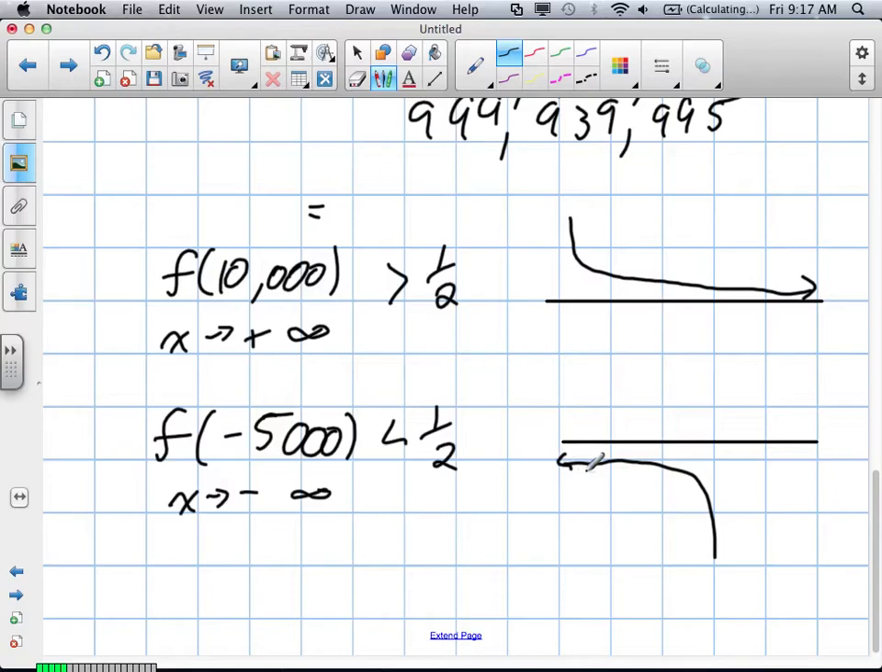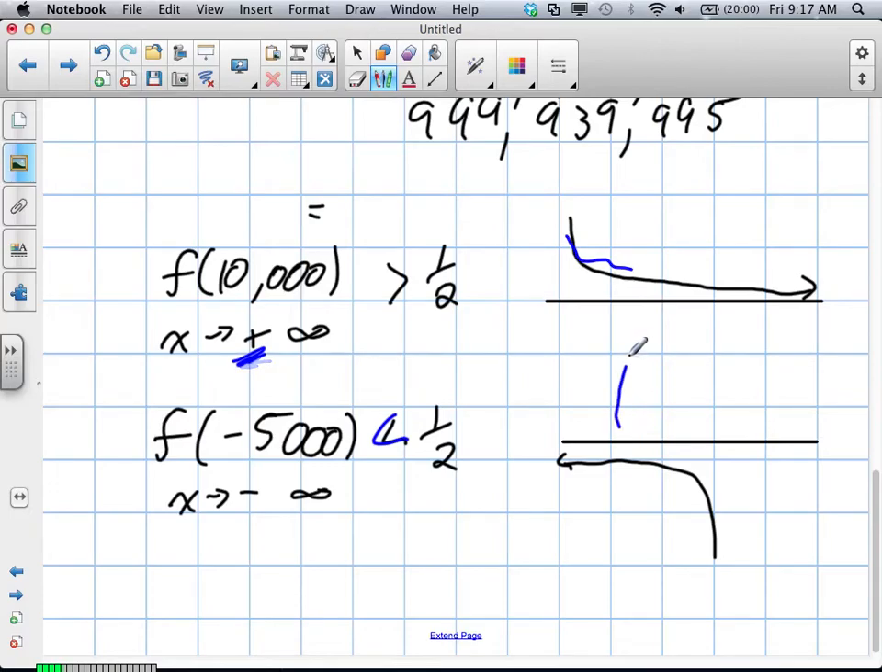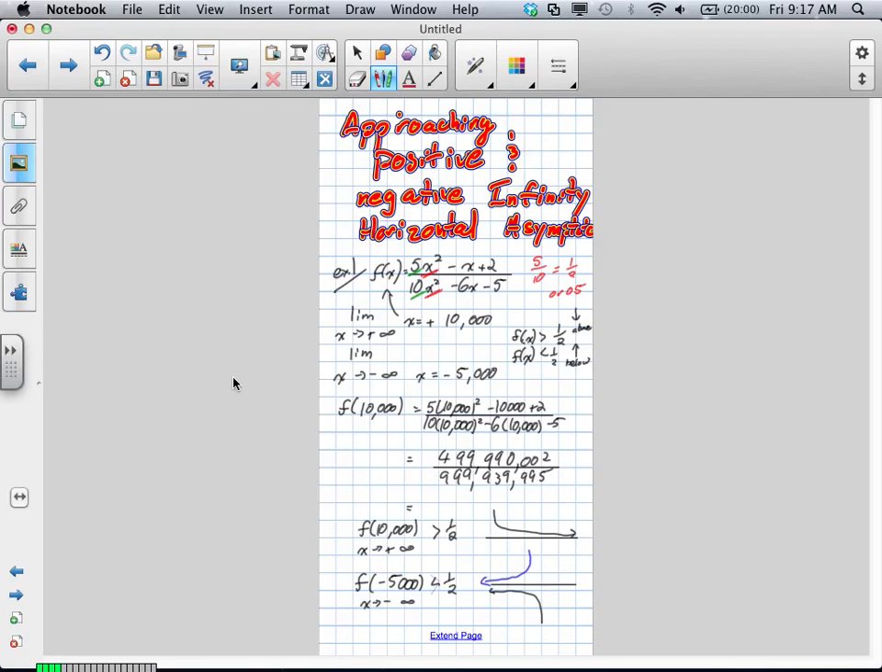Just because positive happened to be from above doesn't mean it always is. We could have plugged in a positive value and actually got less than our horizontal asymptote, and we still would have headed to the right, but approached that asymptote from below. And the other would be vice versa. If our negative value, as we approach negative infinity, happened to be larger than the horizontal asymptote, we would have tended towards it from above. So that's what they mean when talking about approaching a horizontal asymptote from below or above.